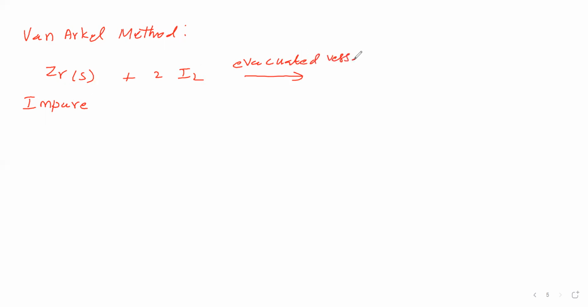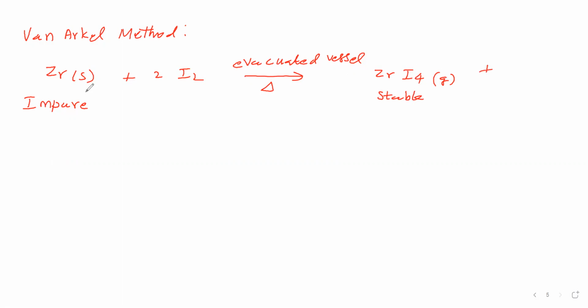Both are taken in an evacuated vessel and heated. Here we have taken zirconium with iodine in an evacuated vessel. What we get is zirconium tetraiodide, which is a gas and also stable.